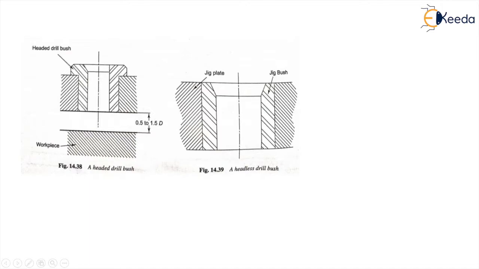So basically there are a number of varieties of jig bushes used to cater to the requirements of hole making. Out of that we have shown here the headed drill bush. This is the headed drill bush which is most commonly used, and these are used when the hole depth must be controlled. Okay, to reduce the drill bending and improve the hole accuracy, drill bushes are mounted as close to the workpiece as possible while allowing adequate chip clearance also.